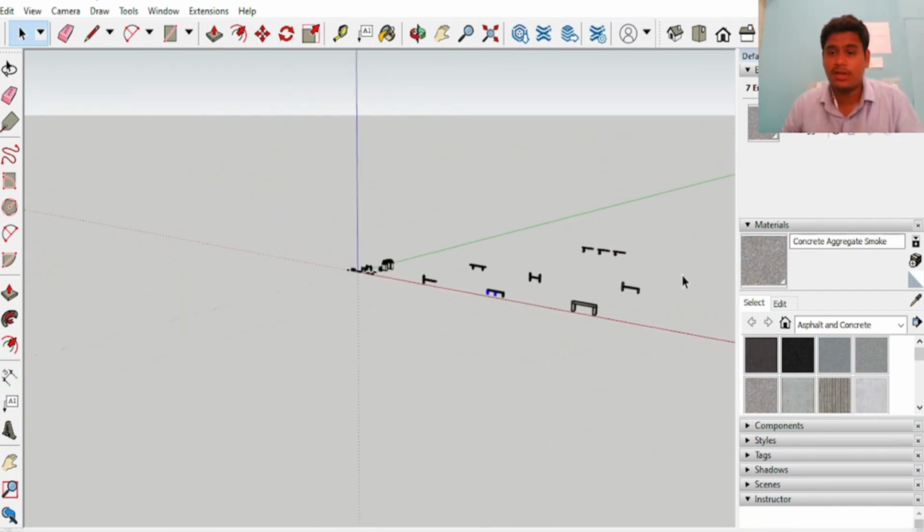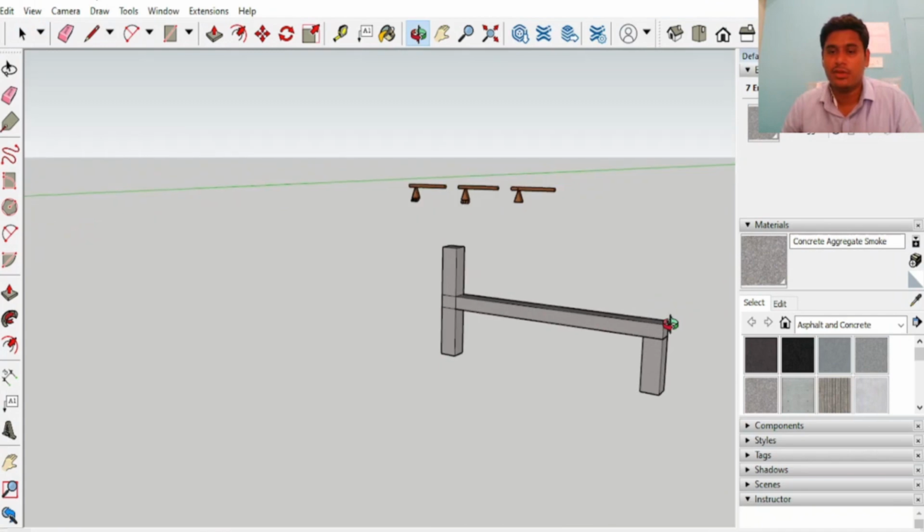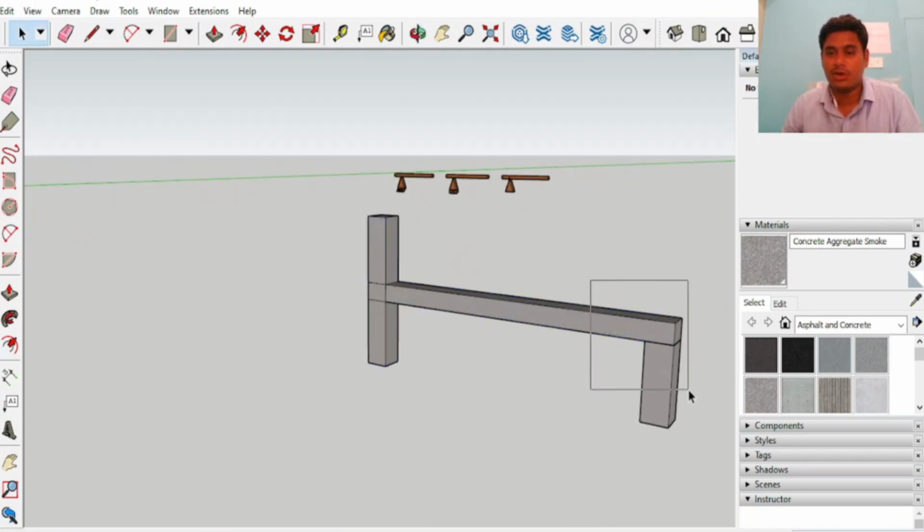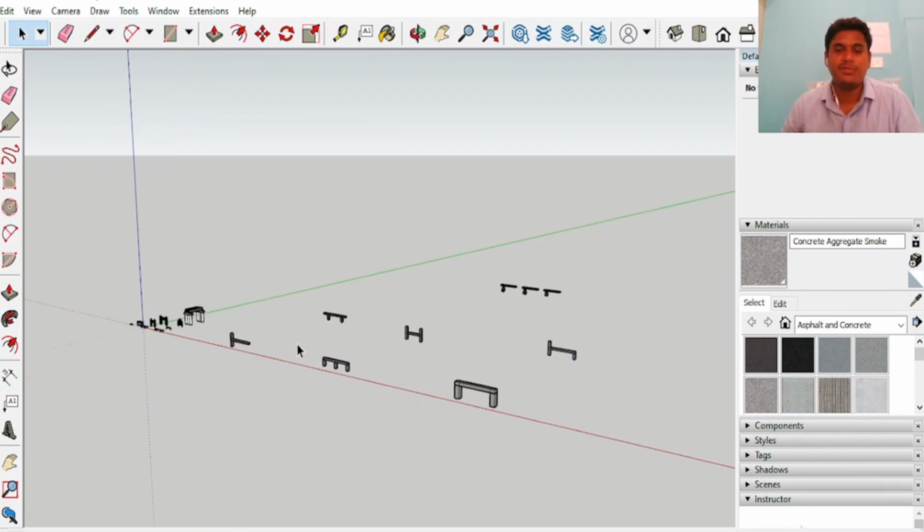Next beam is propped cantilever beam. This is a special type of cantilever beam where one end is fixed but the other end is not left free but supported by a simple support. These are the 3D views of beams based on support.